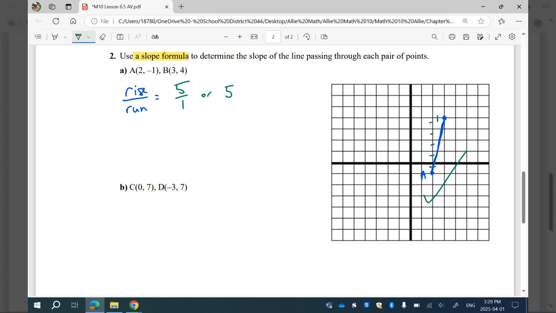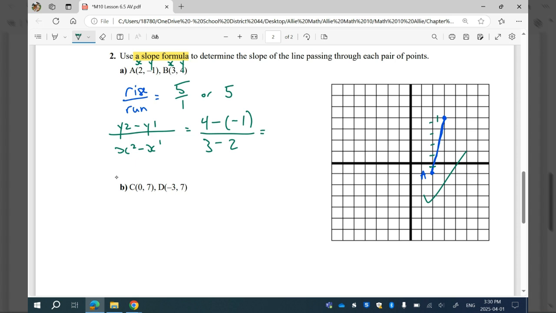And let's use our other formula. We have this other way of determining our slope: y2 subtract y1 over x2 subtract x1. Let's figure that out. Here we have our y2, so our second y. Remember, this is the x, the y, the x, the y. So our second y is 4, subtract our first y, -1, over our second x, 3, subtract 2.